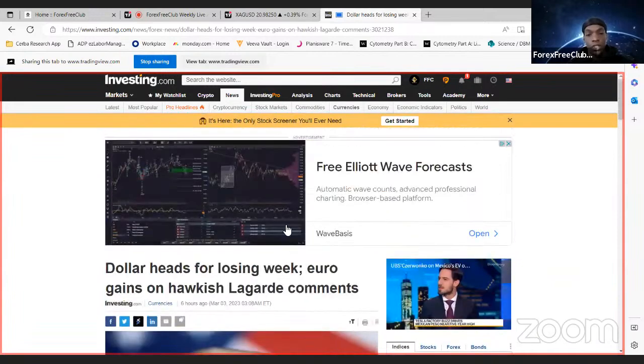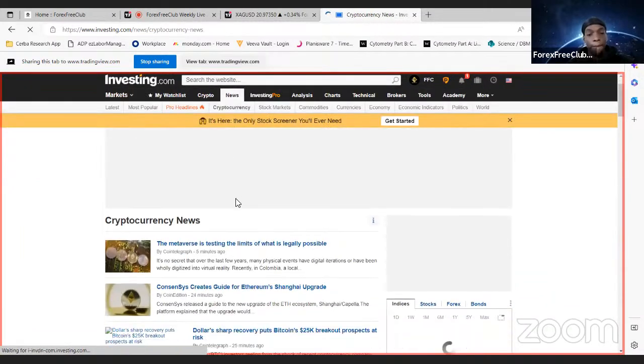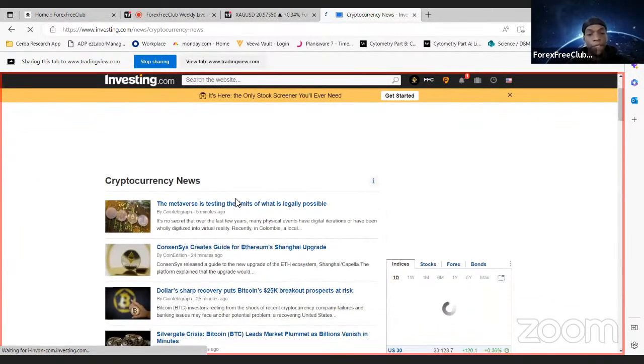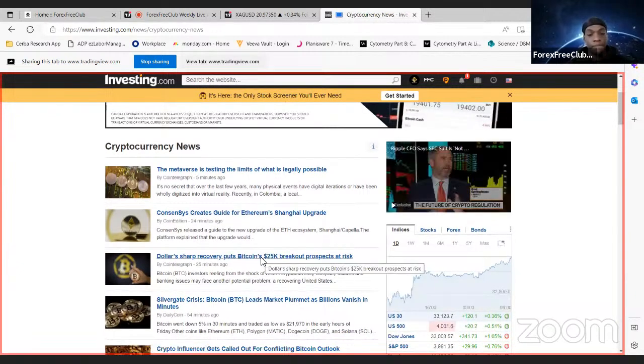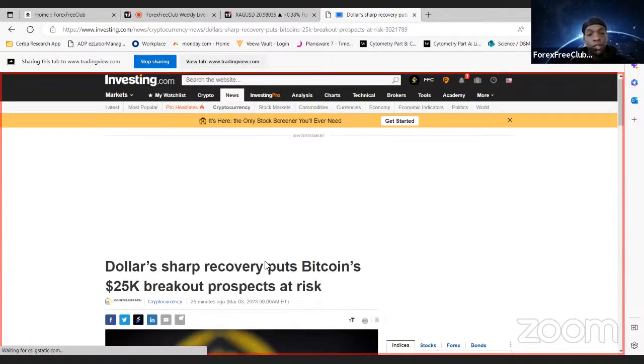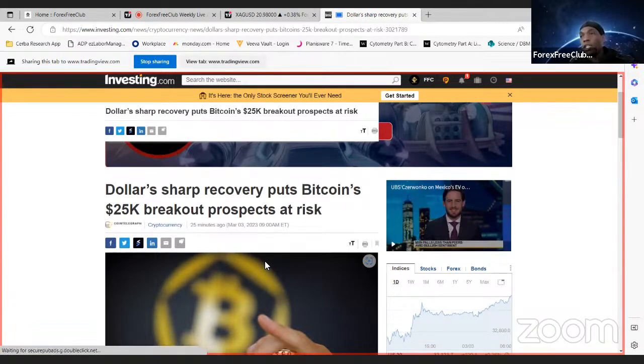All right, so let's look at some crypto news. Okay, so let's look at this one. Dollar sharp recovery puts Bitcoin's 25K breakout prospects at risk.